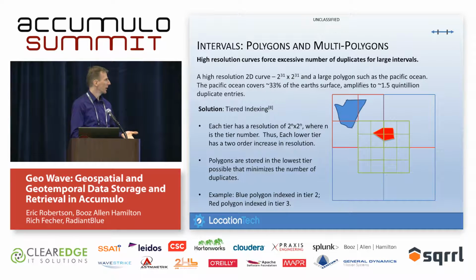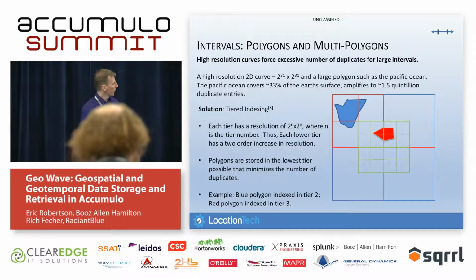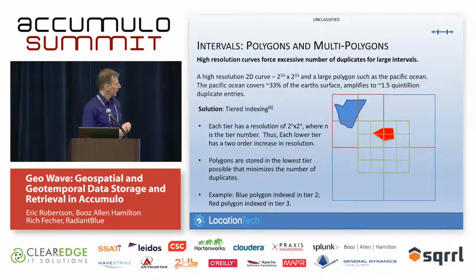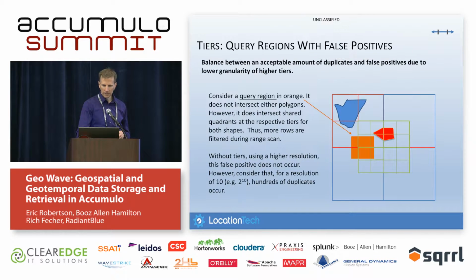So our general solution for intervals is a tiered approach, where we use the capability of the nested granularity of the Hilbert curve, and we associate polygons at an appropriate tier to minimize the number of duplicates. In this particular case, the blue polygon is at a higher tier, and it only has 3 duplicates at this higher tier. And you can see that the orange polygon is at a lower tier, and it covers only 4 duplicates. Now with all these duplicates, you're going to have some false positives. So naturally, we want to minimize the number of duplicates so you don't have a lot of false positives.